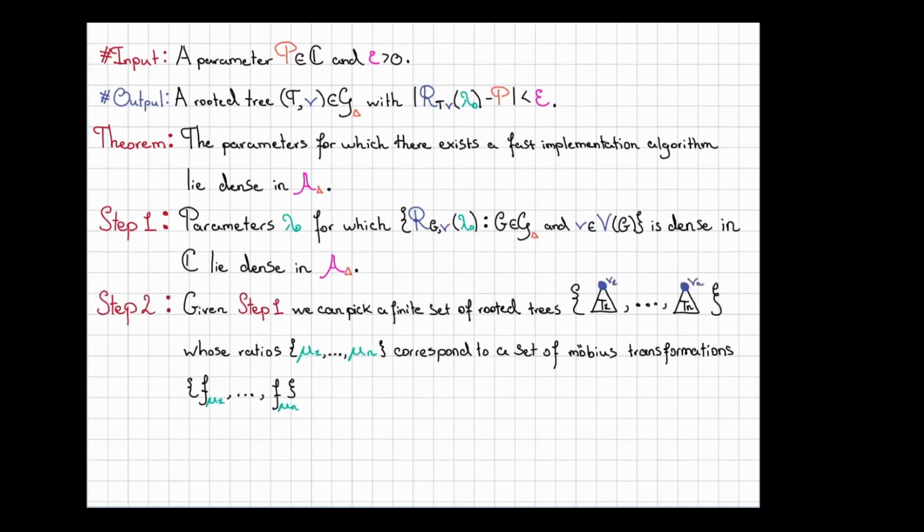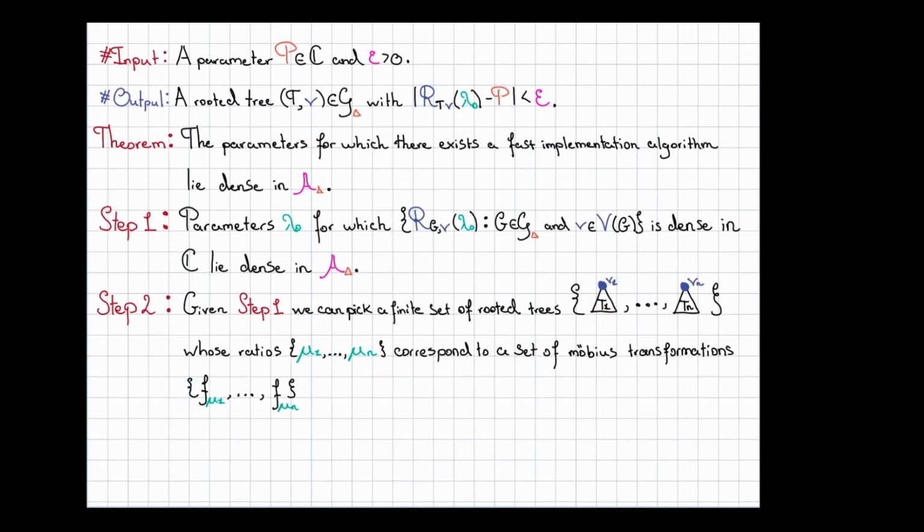And then step two is, well, we pick a certain finite set of rooted trees. We picked it in a very specific way, because we know that the ratios of these trees, or of these graphs, we can actually take them to be trees, are dense in the complex plane. We can pick a very specific set of ratios and graphs that approximate these ratios very well.